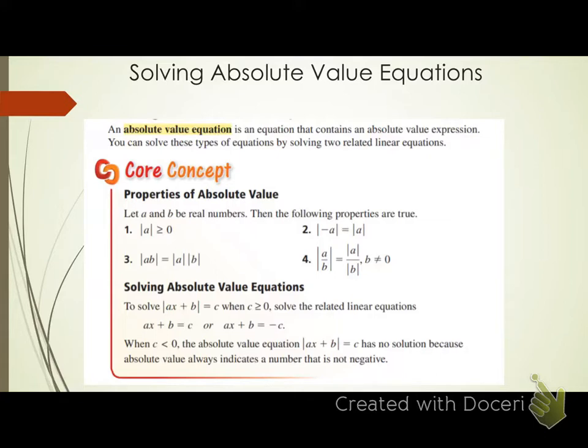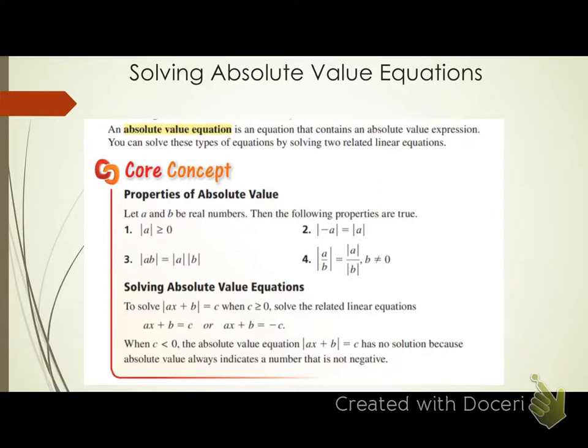Property number 2. The absolute value of negative a equals the absolute value of a. So if my a value is 5, absolute value of negative 5 is equal to the absolute value of 5, right? Yes. They're both the same distance from 0. Everyone understand that one? Okay.